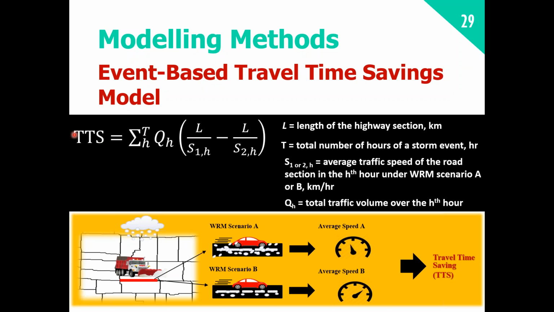So TTS, the total travel time saving, can be expressed as a function of QH, which represents the total traffic volume, and this is the offset variable, and L represents the highway section, and S1 and S2 represent the average traffic speed of the road section in the H hour under winter maintenance scenario A or B, or in this case 1 or 2, I should say. So in order for us to quantify or estimate the travel time savings as a result of winter maintenance, using different winter maintenance scenarios, we have to be able to estimate the average traffic speed for given scenarios.